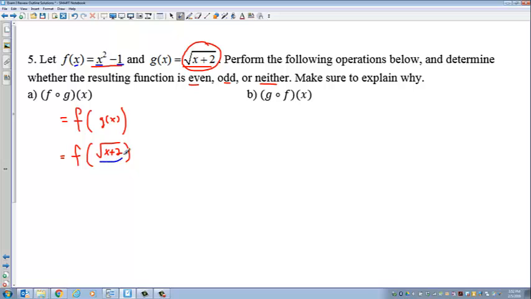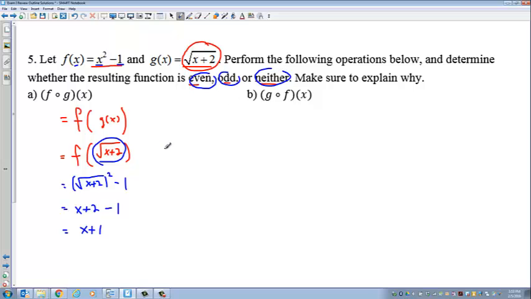So now this is my it, so I'm going to square it, so square root of x plus 2, quantity squared, and I'm going to take off 1. And so the square root will go away, so we get x plus 2, and then minus 1, which is equal to x plus 1. And now I want to decide whether it's even, odd, or neither.